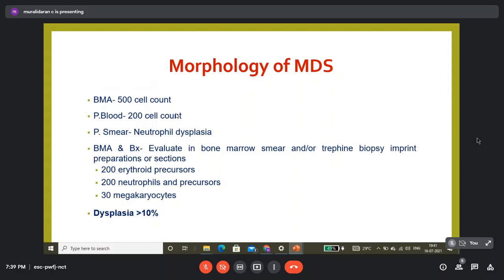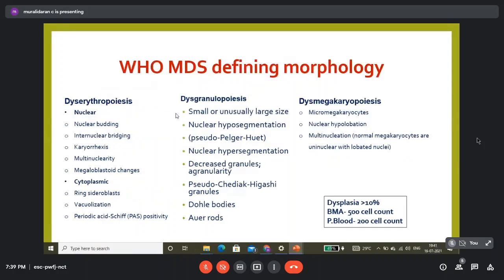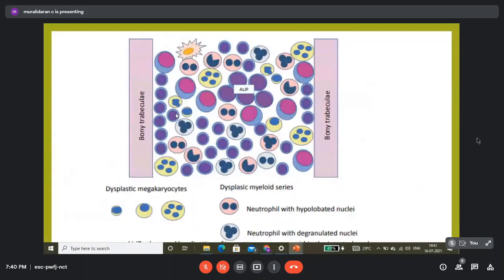So this is the table showing the WHO MDS-defining morphological features of dyserythropoiesis, dysgranulopoiesis, and dysmegakaryopoiesis. This is a cartoon showing an overall picture of an MDS. Here we can see at center the so-called ALIP. ALIP is nothing but abnormal localization of immature precursors, where we can see blast-like cells, blastoid cells, present in between the intertrabecular area.